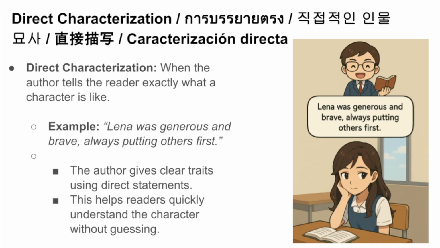Slide 10, direct characterization. Direct characterization is when the author tells the reader exactly what a character is like. For example, Lena was generous and brave, always putting others first. The author gives clear traits using direct statements. This helps readers quickly understand a character without guessing. Where to look. Listen for sentences that plainly tell you a character's personality, such as kind, selfish, proud, or humble.